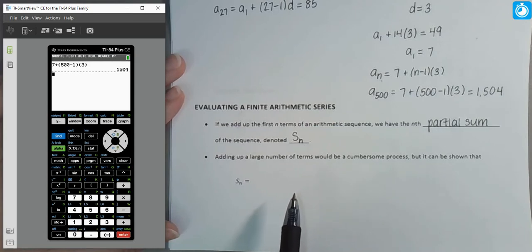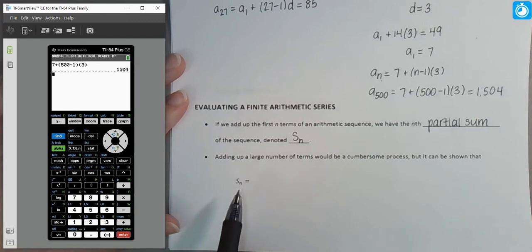What if we wanted to add up 1,000 terms or 1,000,000 terms? Doing that by hand would be very difficult. But fortunately, there is a formula that allows us to essentially take a shortcut. Rather than having to manually add up a bunch of numbers, there is a formula that will tell us what the value of the series is going to be.